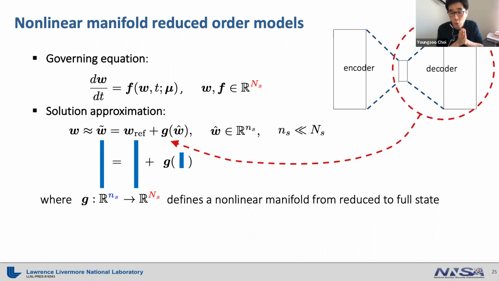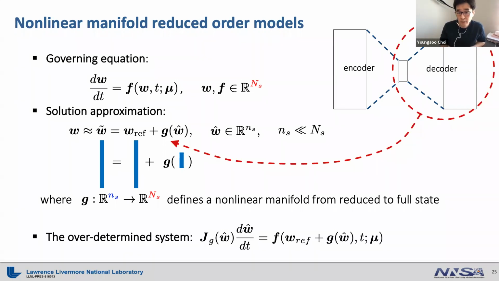Note that this decoder is mapping the latent space to the full order state. So it is perfect for our nonlinear map function G. So we use the decoder as the nonlinear map function. Then we plug this nonlinear manifold solution representation into the governing equations and obtain the overdetermined system where you have more equations than unknowns. By plugging it in, you are using explicitly the physics embedded in the governing equations again. So it is a physics-constrained method.